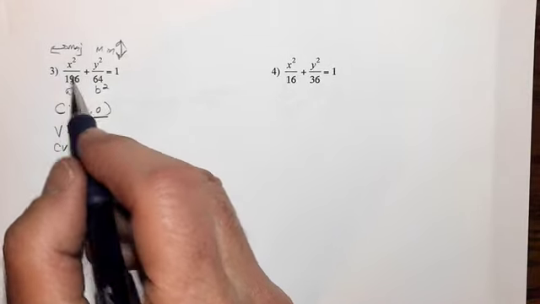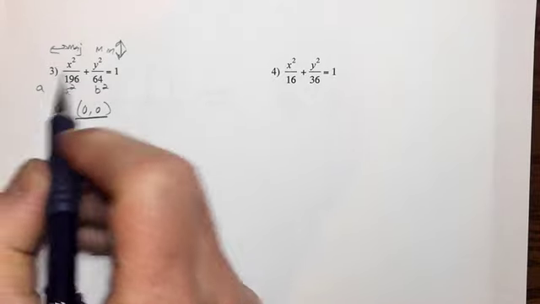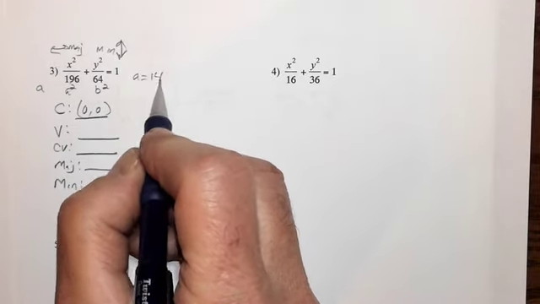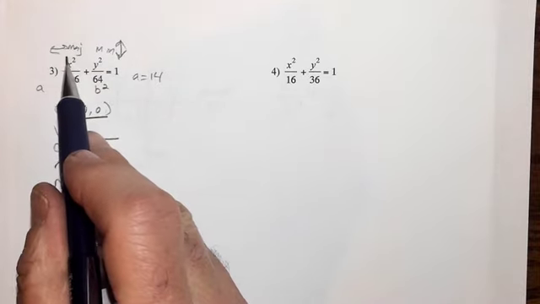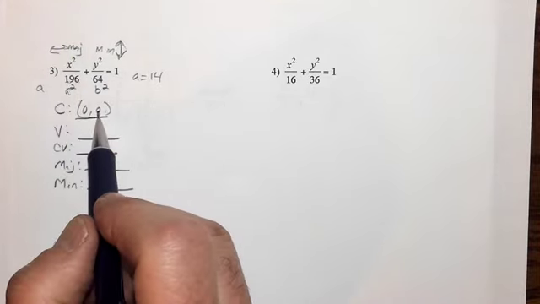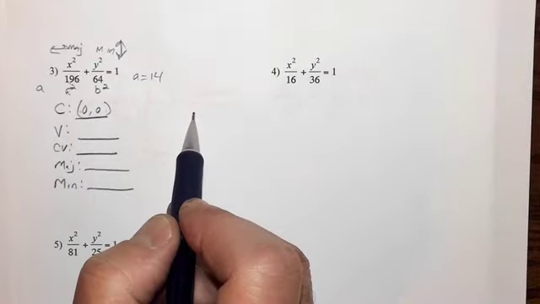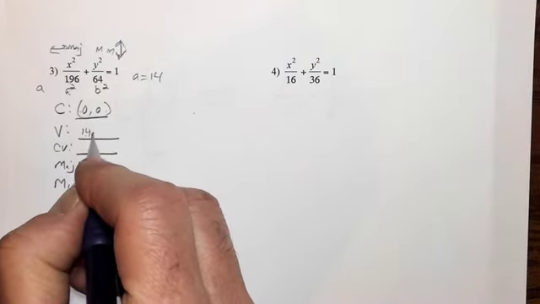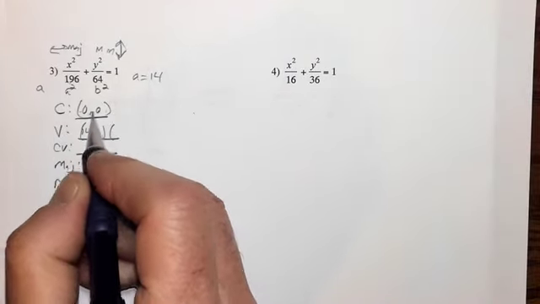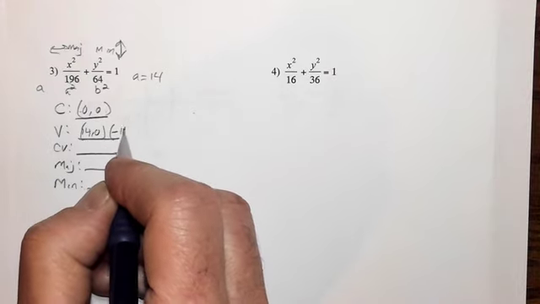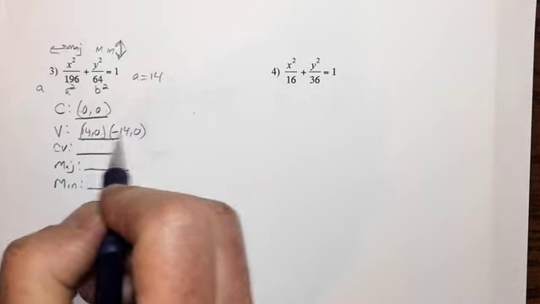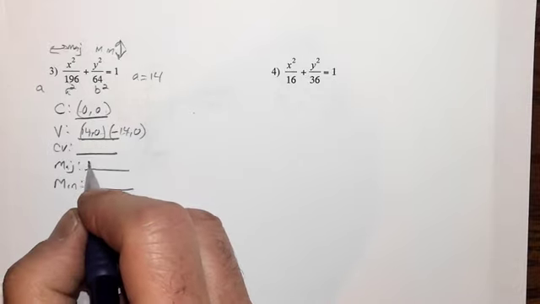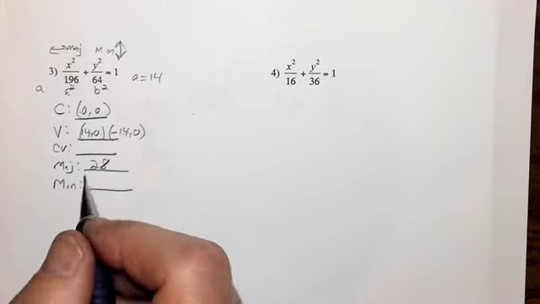So a squared is 196, so a is going to be 14, the square root of 196. I'm going to go 14 in this direction from 0, 0. So if I go 14 this way, that's going to be 14, 0. If I go 14 the other way, it's going to be negative 14, 0. That has a total length then of 2 times 14, or 28.